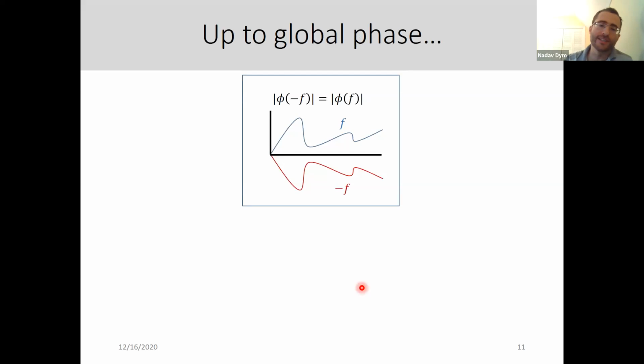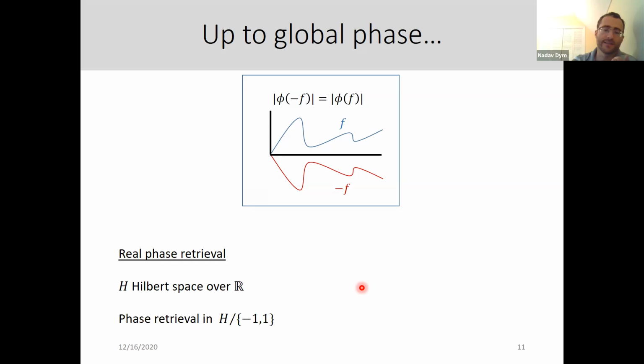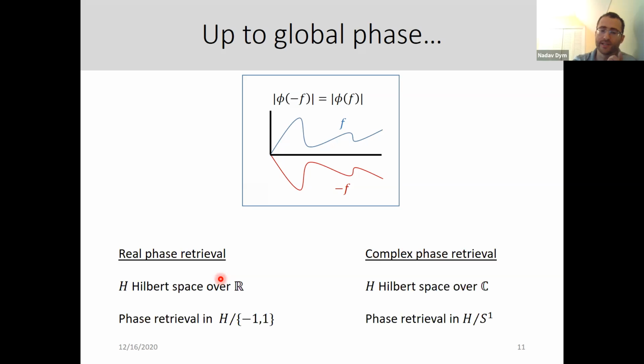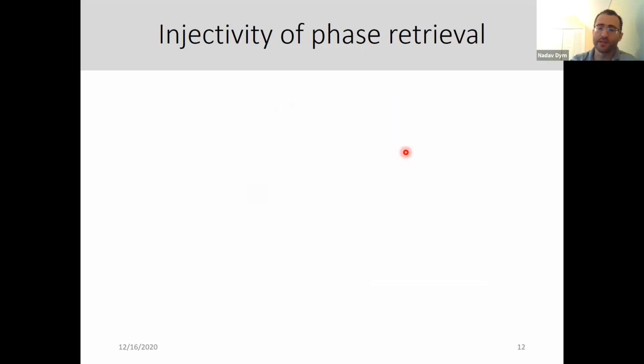Another thing that we need to know is that when we talk about injectivity or phase retrieval in general, it's only up to global phase. If I have a signal f or a signal minus f, and I take a linear measurement and take the magnitude, then the measurements will all be the same. So I don't have any chance of distinguishing f from minus f. Therefore, when we're talking about real phase retrieval, where our signal is coming from a Hilbert space over the reals, then we're really talking about phase retrieval in this quotient space. And in complex phase retrieval, similarly, we're talking about this quotient space, H over S1.